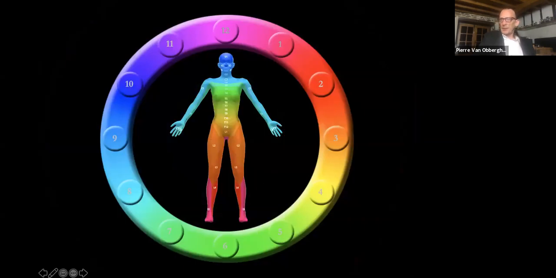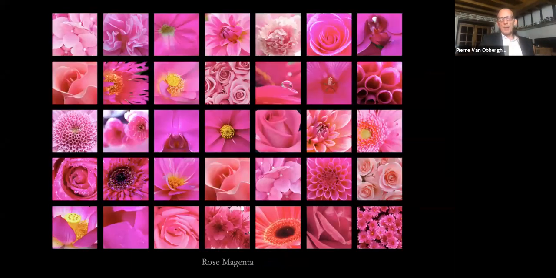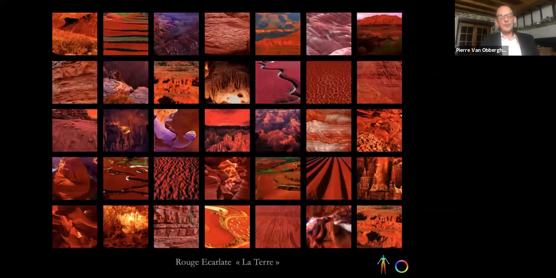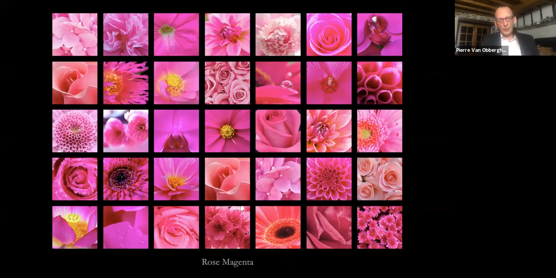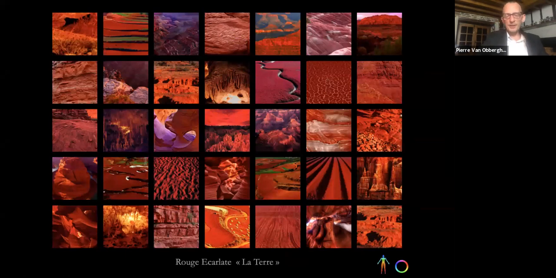Wait a second. So just make a very quick circle, going around the circle. Magenta was love, energy, relationship, tenderness, flower. Then the soul gets incarnated into the body. Scarlet is the heart, the body, the grounding.